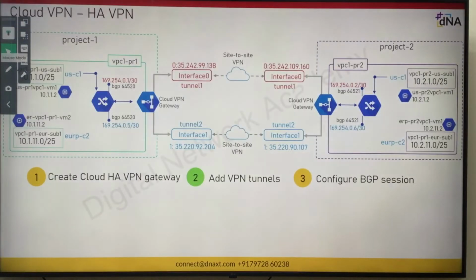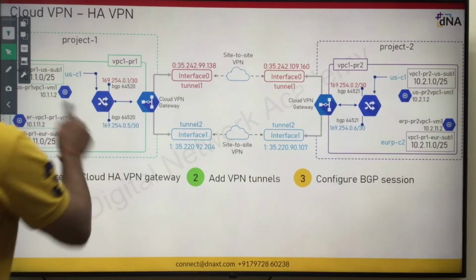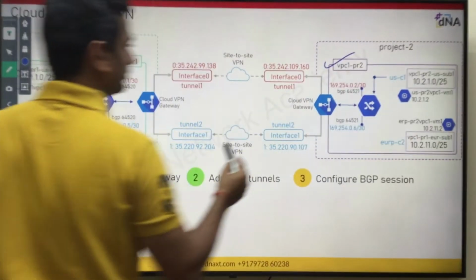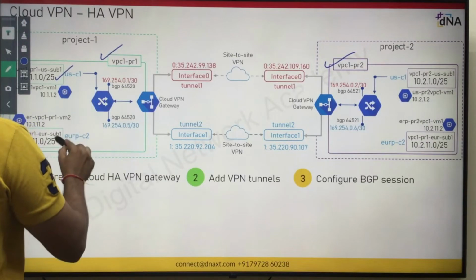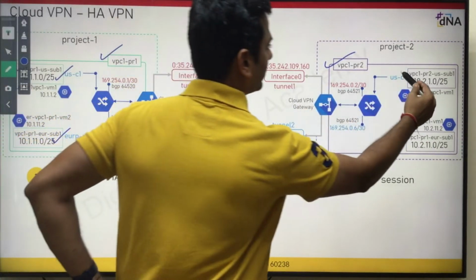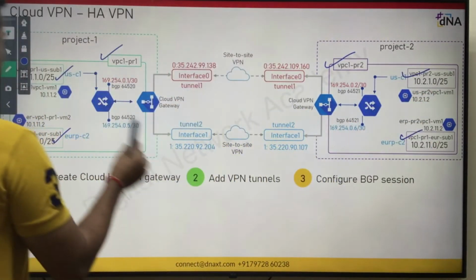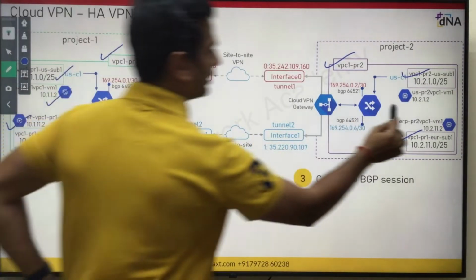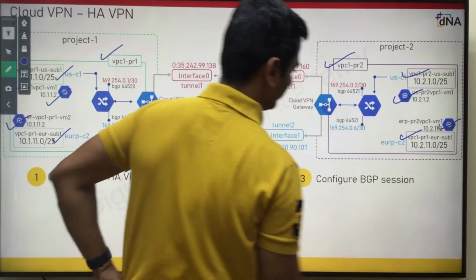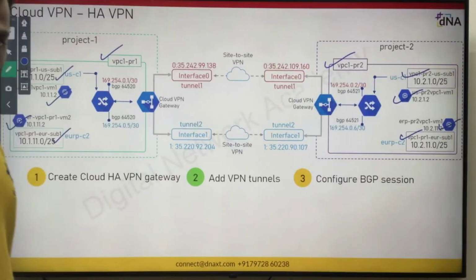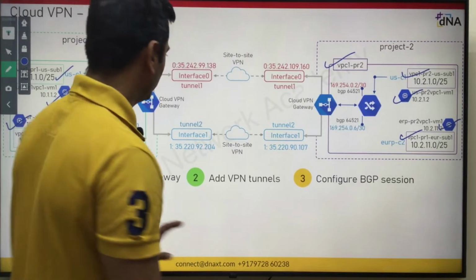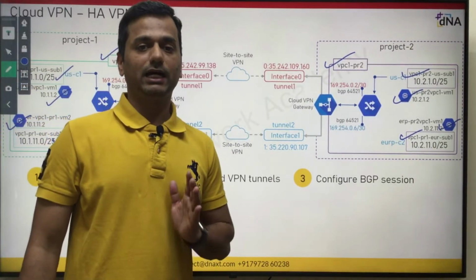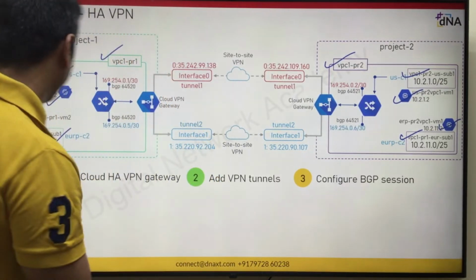So let's first check what we have done so far. We have configured the VPC in project 1 and project 2. Perfect. We have configured the subnet. Yes, we have configured the subnet here. Next, we have configured the VMs. Yes, here I have configured the VM, here I have configured the VM, here you have configured the VM. Is there anything left? No. Is there anything pending? No. So let's go and configure the HA VPN, high availability VPN. Let's go step by step.